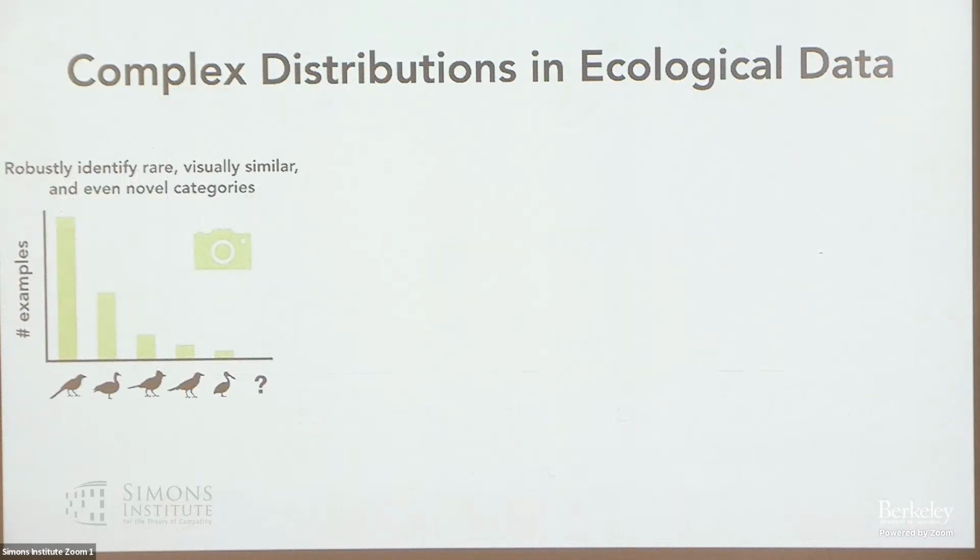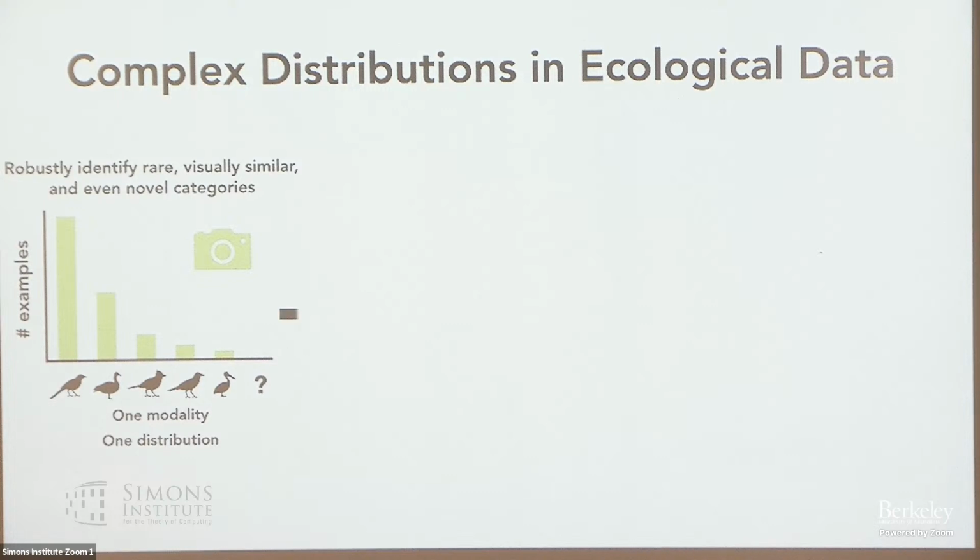So ecological data basically has very complex distributions. And the way that my group and many others who work in these spaces think about them is, well, one, there's the simplest version of the scenario, which is you need to be able to robustly identify rare, visually similar, and sometimes even novel categories. And this is maybe one modality and one distribution, right? So maybe you're just looking at camera trap data, or just bioacoustics. You need to do a good job of recognizing things that are rare and that can be very similar to things that are common.